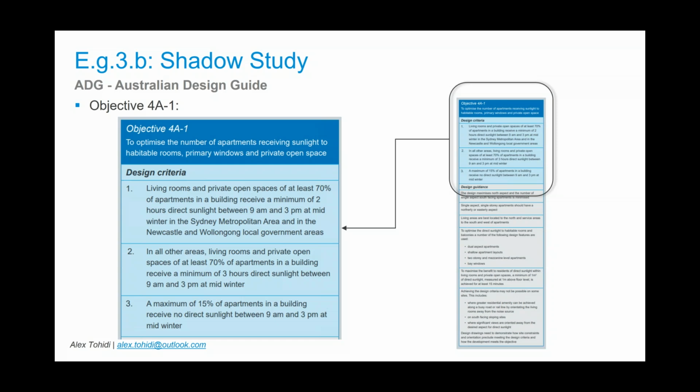There is a requirement in Australia for the minimum sunlight. Reading through number one: living room and private open space of at least 70% of apartments in a building should receive a minimum of 2 hours direct sun between 9 and 3 p.m. at midwinter in the Sydney metropolitan area. There is more to this, I'm just going to pass over it. It's just to know what we are running this study for.